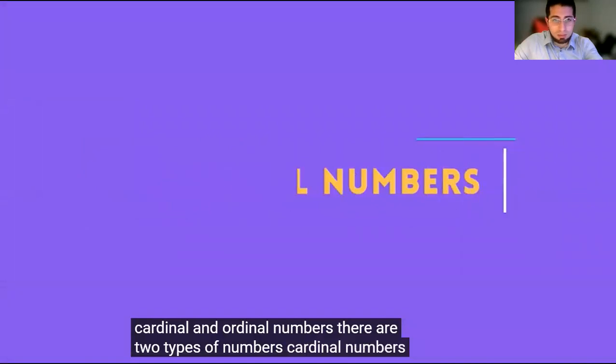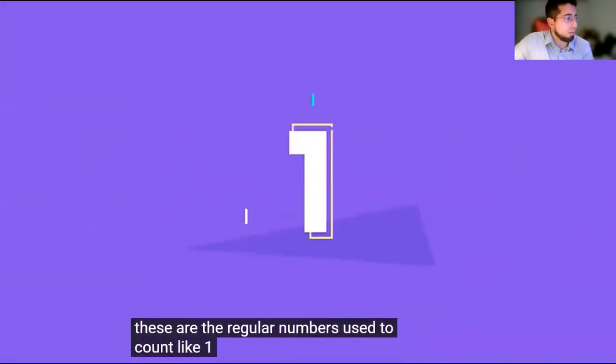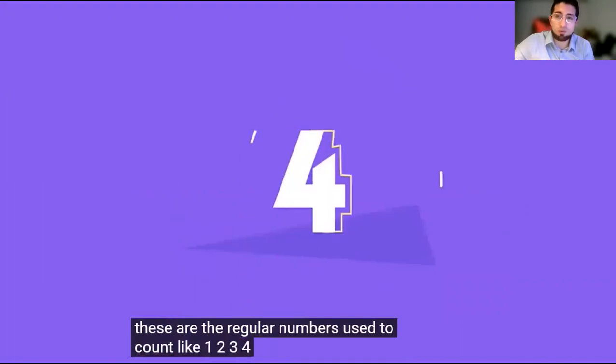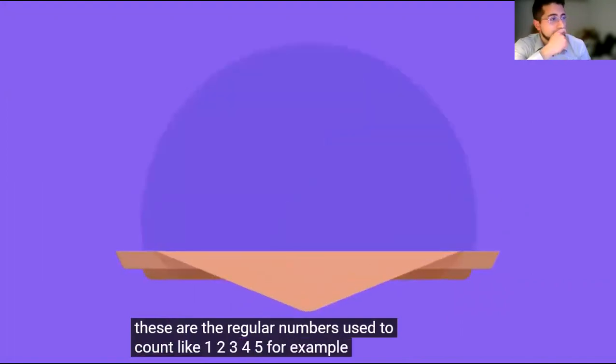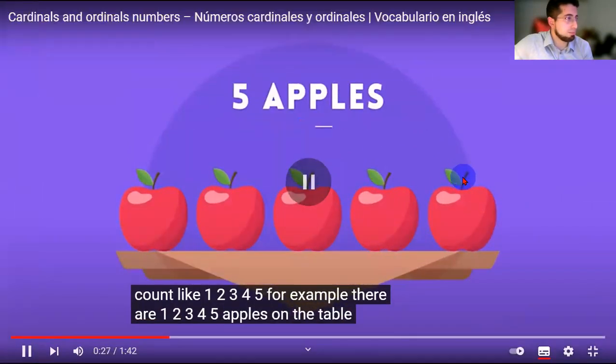Cardinal numbers. These are the regular numbers used to count, like 1, 2, 3, 4, 5. For example, there are 1, 2, 3, 4, 5 apples on the table.